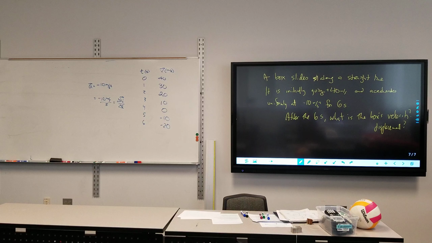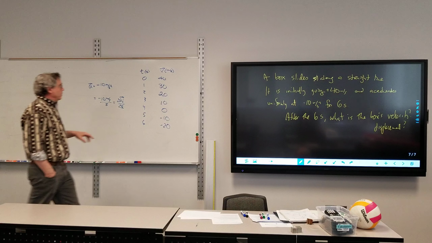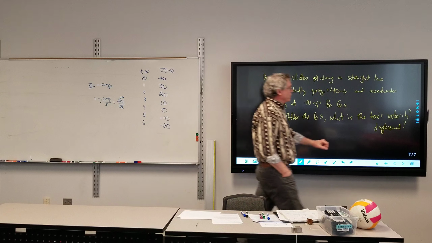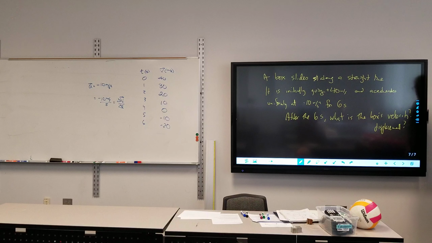Now, this is not the most convenient way, but for 6 seconds that's not a problem. If I said after 40 seconds, doing the chart would be a pain. All right, but we have at 6 seconds going negative 20 meters per second, so that's the answer to the first question. Negative 20 meters per second.